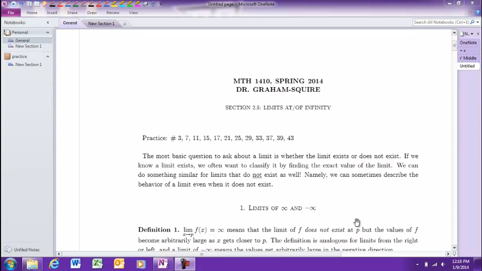The limit does not exist. In this section, we're actually going to look at ways of classifying limits that do not exist. In particular, you can have them not exist and have no better definition, but other times you can say they go to infinity or to negative infinity.